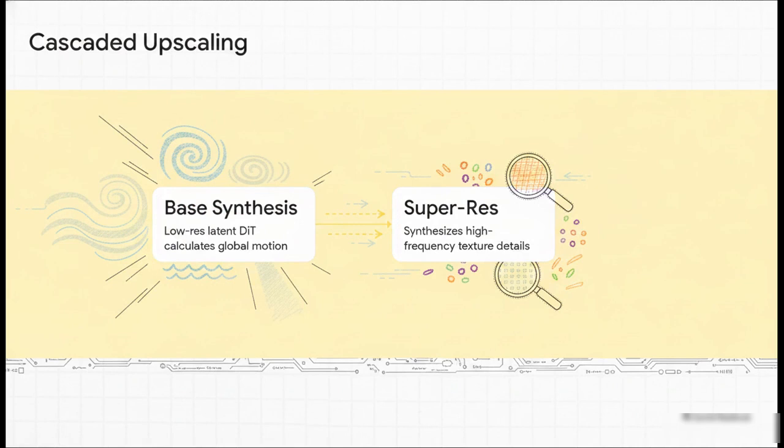Generating 4K video all at once will literally crash a system's memory, so it cascades. Step 1 is base synthesis. A low-res diffusion transformer calculates the global motion and physics. Then comes Step 2, temporal super-resolution. A dedicated upscaler synthesizes the high-frequency details, like skin pores or the actual weave of a fabric. Calculating motion first and polishing textures last completely prevents that annoying flickering effect.